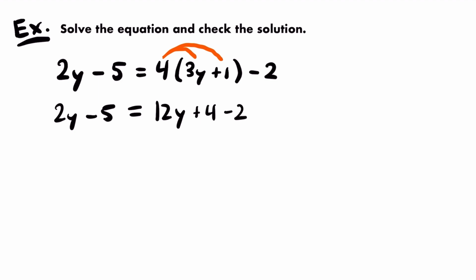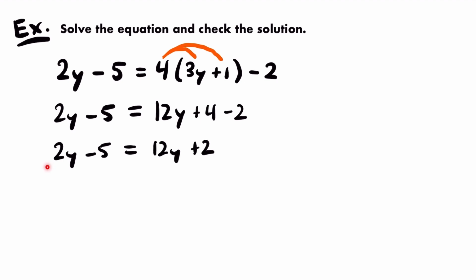Now we just want to simplify by combining any like terms, and then we should have an equation that we know how to solve. And on this side of the equation, we're fine. 2y minus 5 cannot be simplified, but over here, 4 and negative 2 are like terms. Those are two constants that we can combine. 4 minus 2 is 2. So we could rewrite this as 2y minus 5 is equal to 12y plus 2.